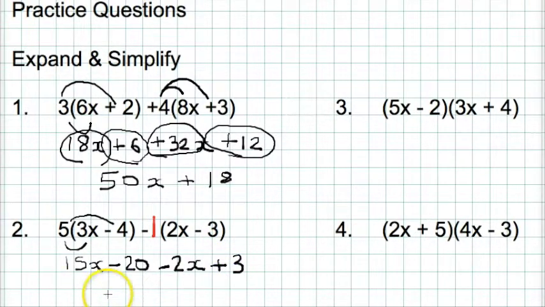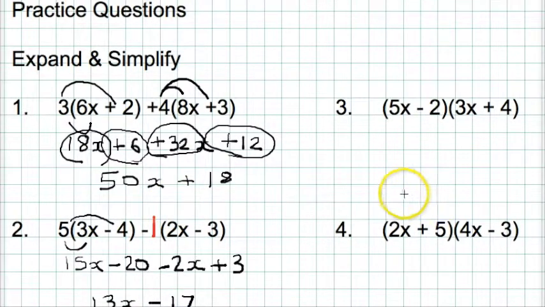We now simplify our x terms to give us 15x minus 2x leaves us with 13x. And then negative 20 add 3 takes us up the number line to negative 17.